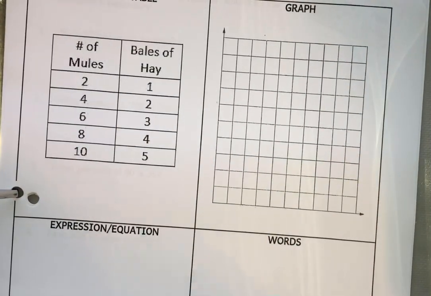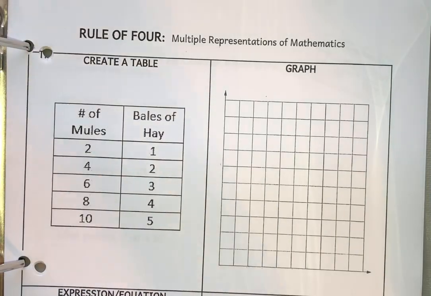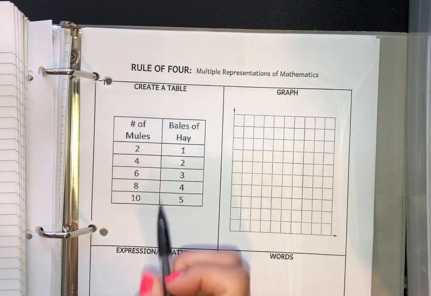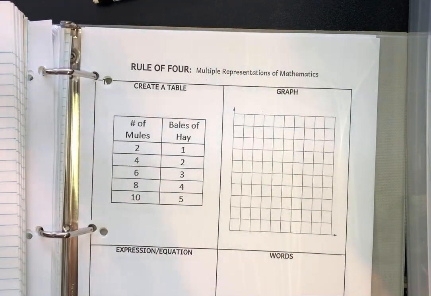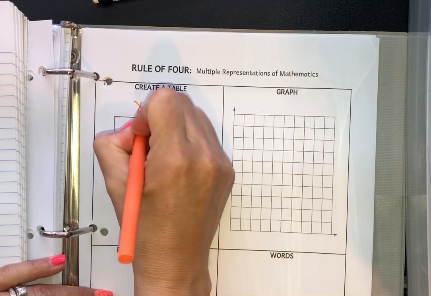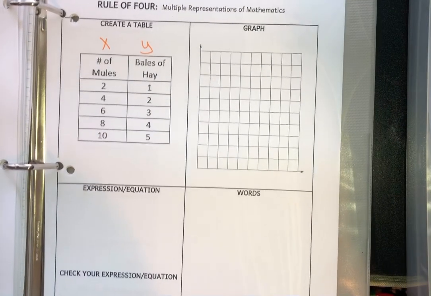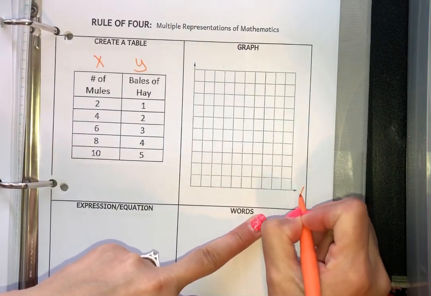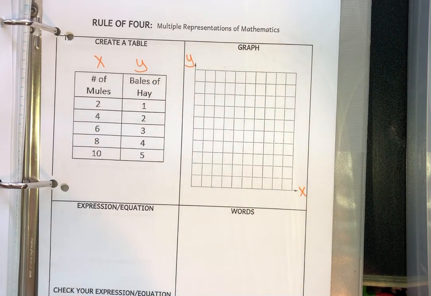So your next problem is another multiple representations. They are giving you guys your table. Okay, and then these would be your X values. These would be your Y values. You guys would graph them on the graph they give you. Again, label your graph. You have X, Y.